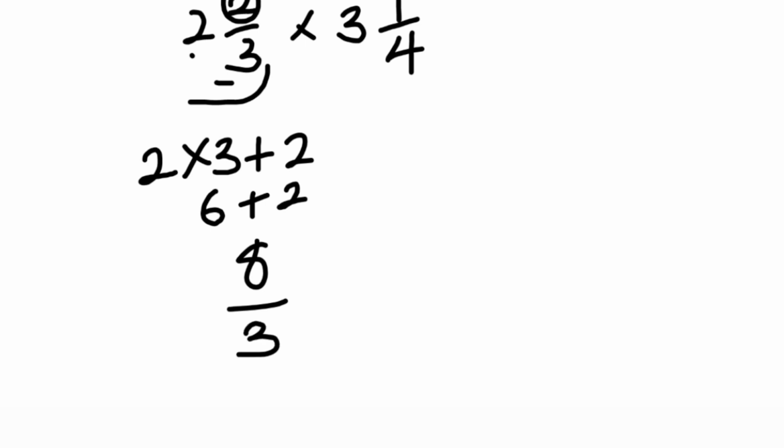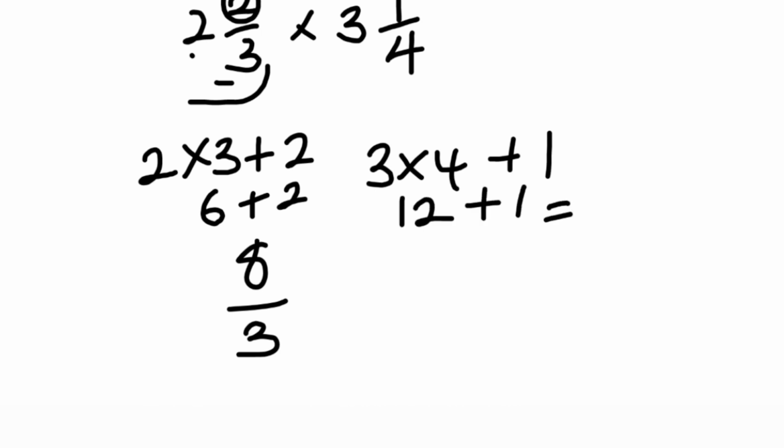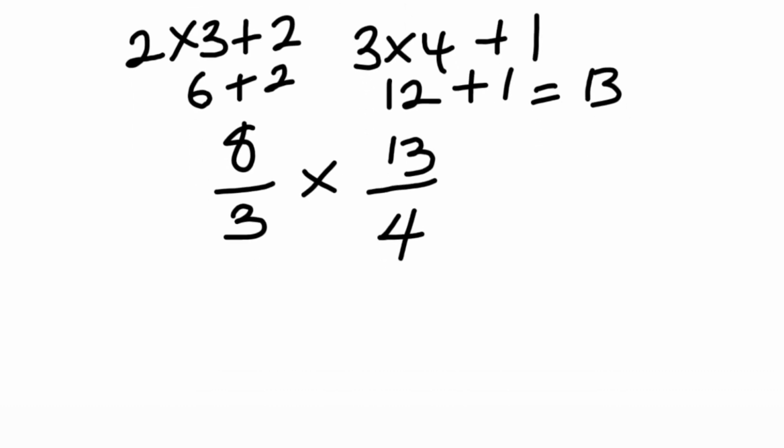Then in the other part, we follow the same pattern. 3 multiplied by 4 is 12, then plus 1. This is going to give us 13. So we have 13 and we still maintain the denominator, which is 4. So now we can multiply. We multiply 8 times 13, and this will give us 104 over 3 multiplied by 4, which will give us 12.